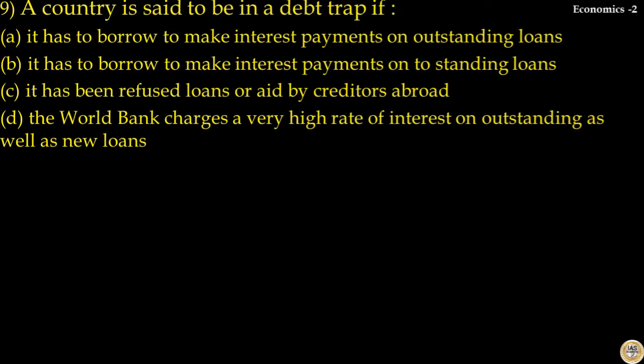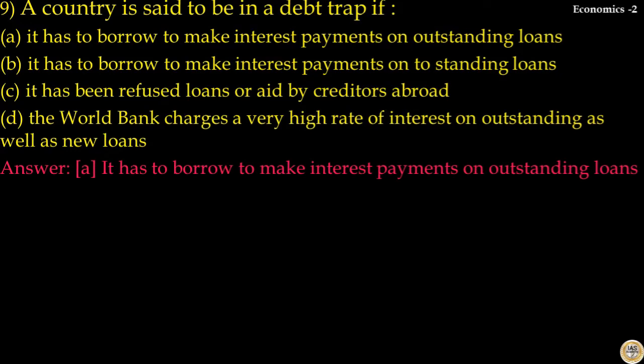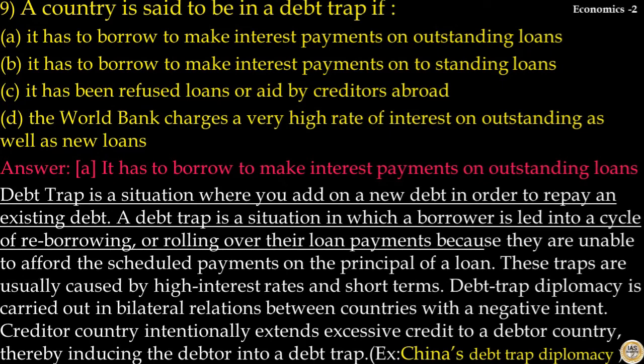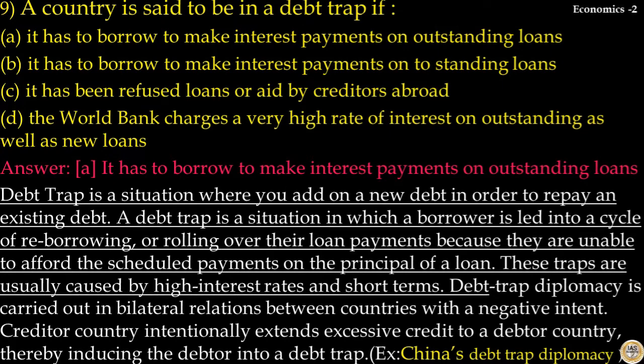Question number 9. A country is said to be in a debt trap if option A, it has to borrow to make interest payments on outstanding loans. Option B, it has to borrow to make interest payments on outstanding loans. Option C, it has been refused loans or aid by creditors abroad. Option D, the World Bank charges a very high rate of interest on outstanding as well as new loans. The answer to this question is option A, that is, it has to borrow to make interest payments on outstanding loans. Debt trap is a situation where you add on a new debt in order to repay an existing debt.